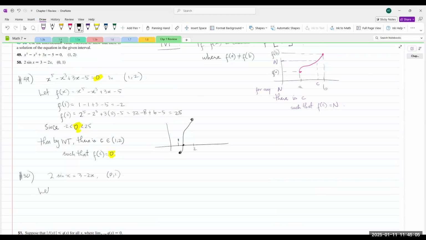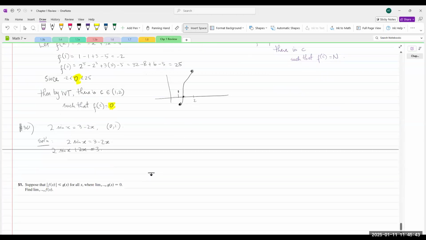Okay, we do it this way first. To solve that equation, 2 sine x equals 3 minus 2x is the same equation as 2 sine x minus 3 plus 2x equals 0. Oh, you know what? No, I don't want to make it 0. It doesn't have to be. You can, but it doesn't have to be. Make it like this: 2 sine x plus 2x equals 3. Now we define a function.